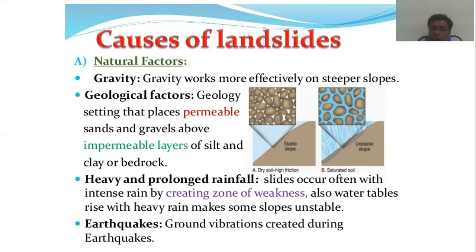And next one is prolonged rainfall. This we generally observe near the hill areas. And last one is earthquakes. In earthquakes, the Deccan Plateau is moving in one direction, and the Himalayan areas are moving in another direction. Because of these vibrations, landslides generally happen.